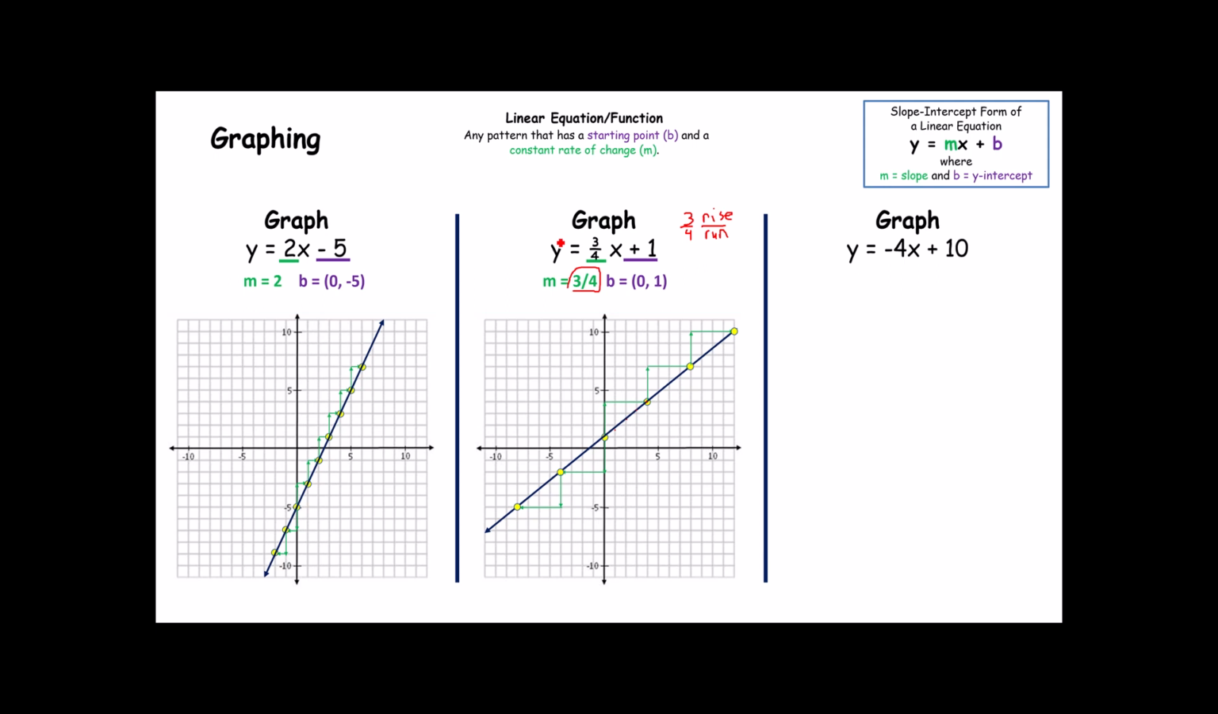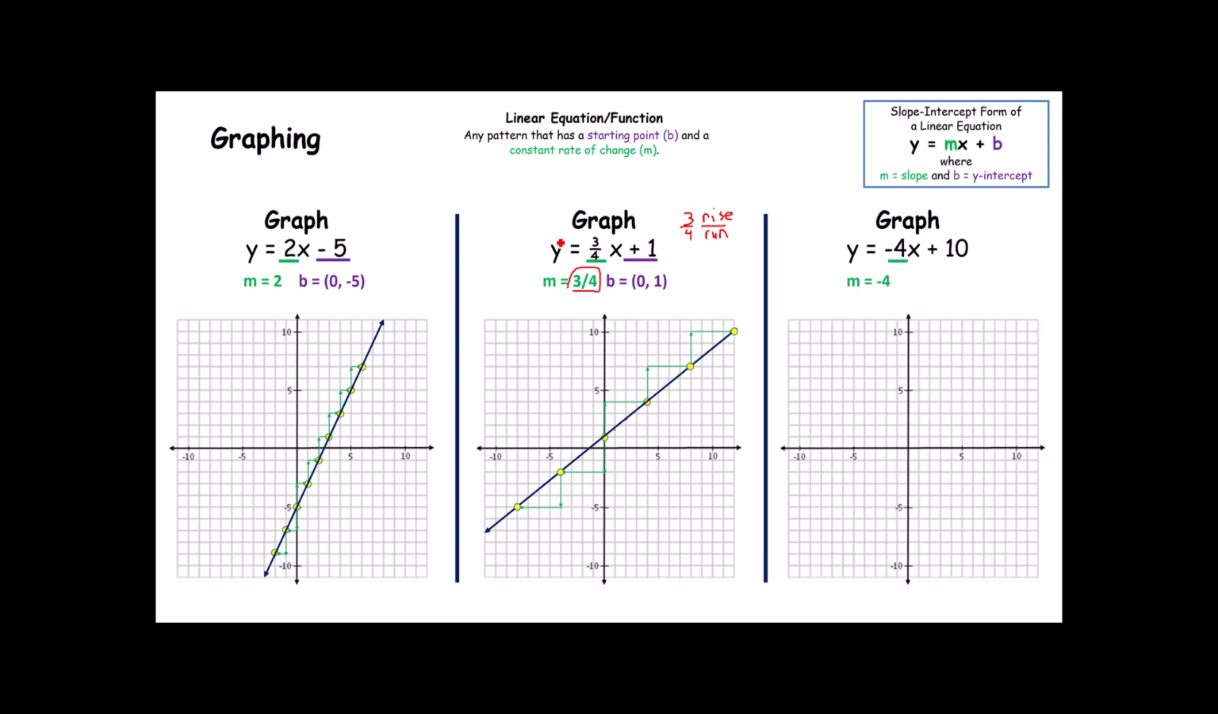Pause the video, try it on your own, then restart to watch. My rate of change is -4. My starting point is 0, 10. So I start off at 10. Now this says that I'm going down 4 every time. Down 4 over 1. Down 4 over 1. Down 4 over 1. And I continue that pattern on and on to draw my line.